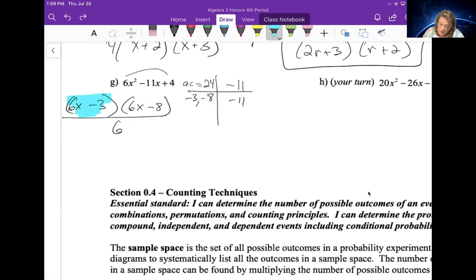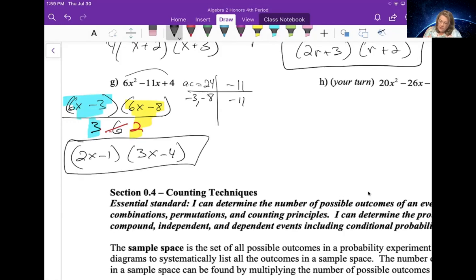So that doesn't work. But what happens if I take the 6 and I break it down into a 3 and a 2? 3 times 2 is 6, right? So now I can divide this by 3 and get whole numbers. And I can divide this by 2 and get whole numbers. And that's exactly how I'm going to do it. So now I have 2x minus 1 times 3x minus 4. And that is my answer. Okay, I hope that makes sense to you.